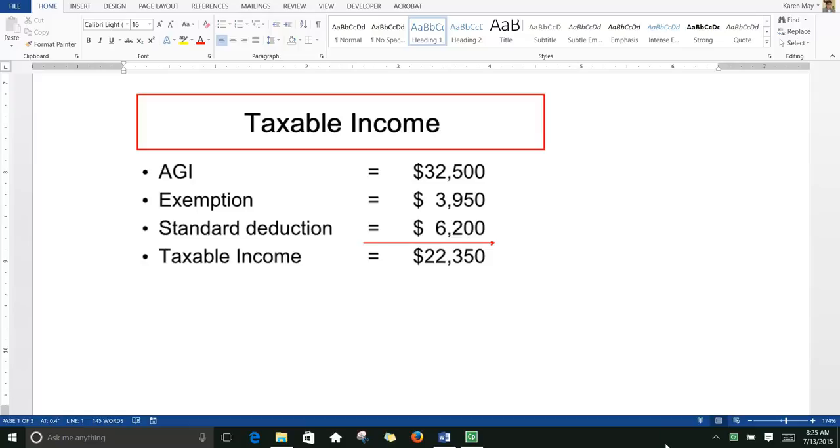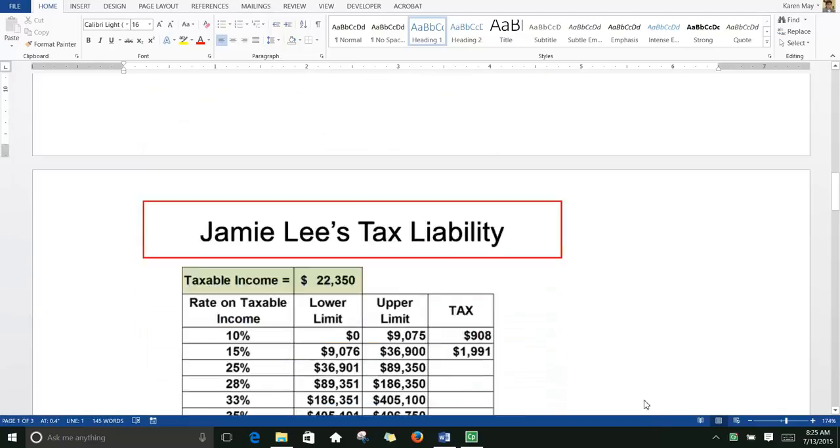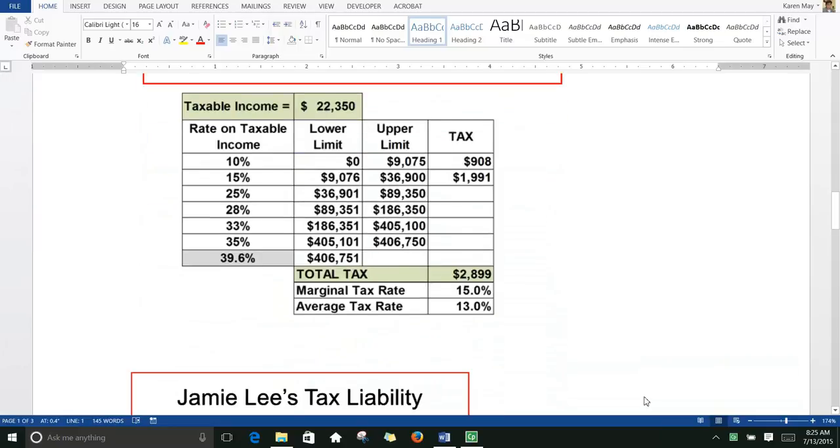So you take your adjusted gross income that we just calculated and subtract the exemption and subtract your standard deduction, and then you find your taxable income of $22,350 in our example. And then we have to calculate what we owe using a tax table.